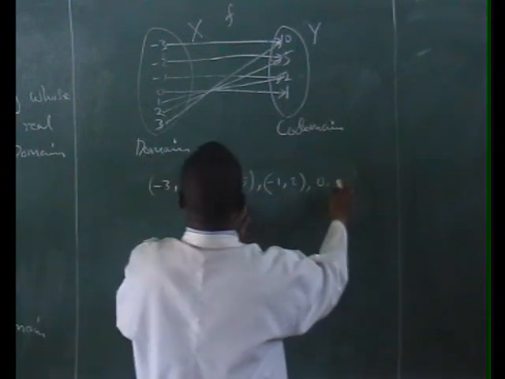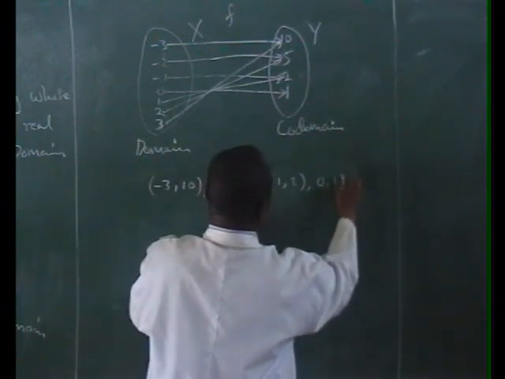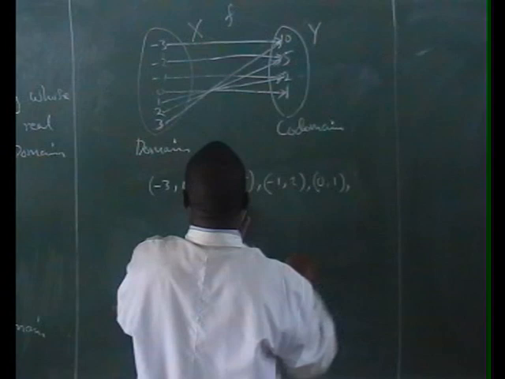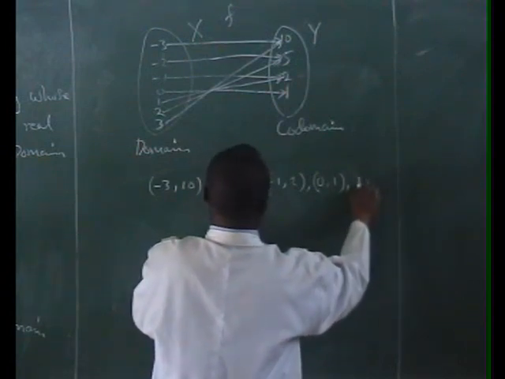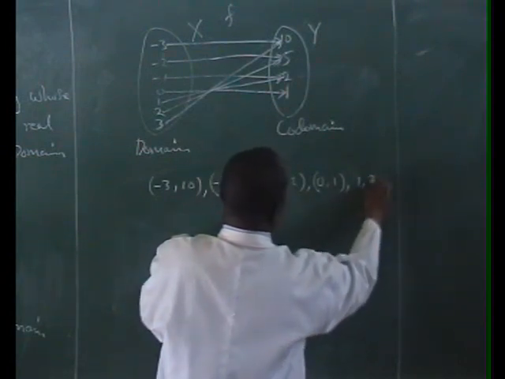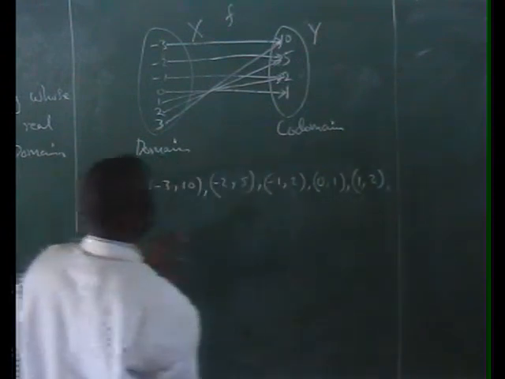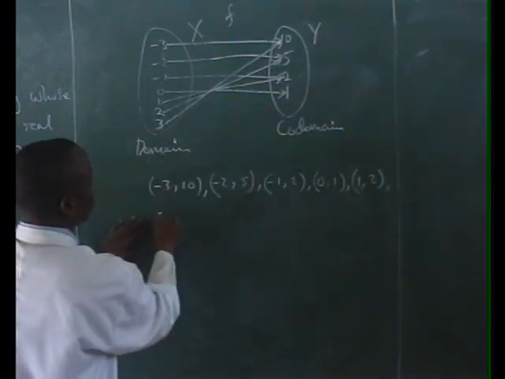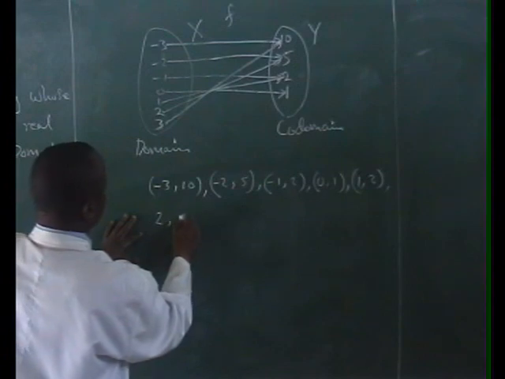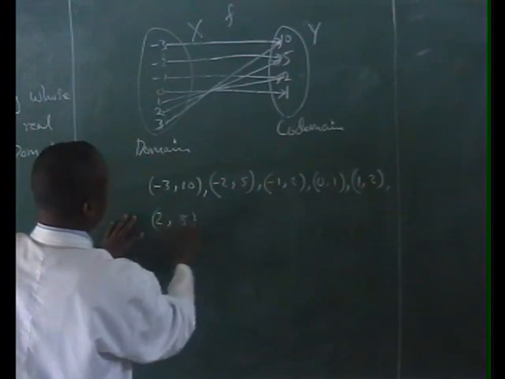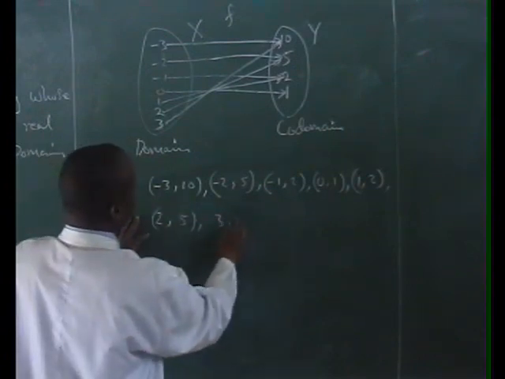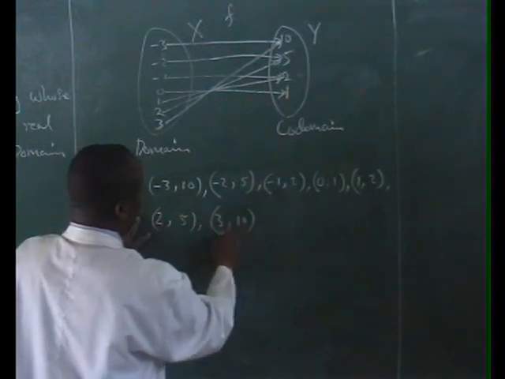and 1. And I have 1 and 2. I also have 2 and 5. And I have 3 and 10.